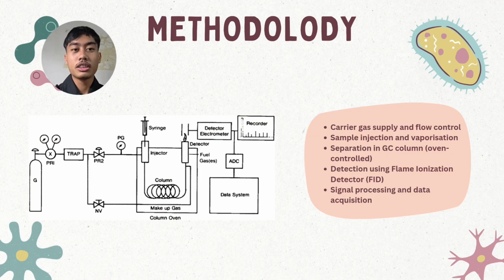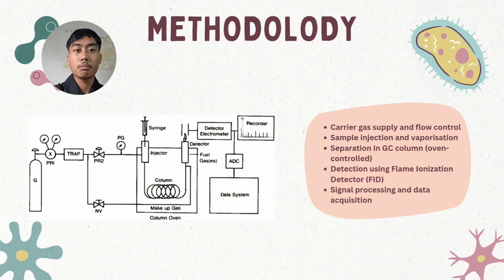This slide shows the fully labeled block diagram of the gas chromatography instrument used in this experiment. First, the carrier gas such as helium or nitrogen is supplied from a gas cylinder. The gas passes through pressure regulators, traps, and flow controllers to ensure a clean and constant flow throughout the system. The liquid sample is then introduced into the system using a syringe through the injector. The injector is heated to rapidly vaporize the sample before it enters the column.